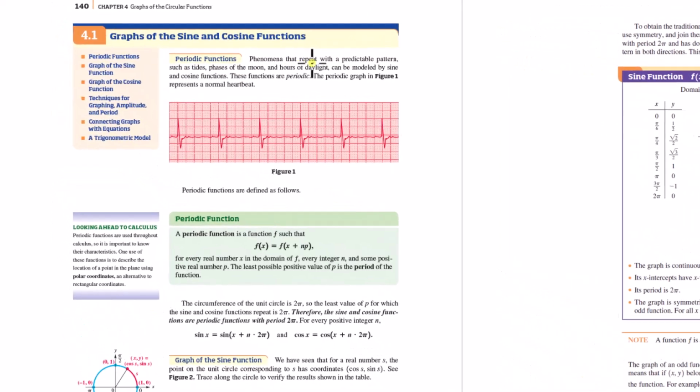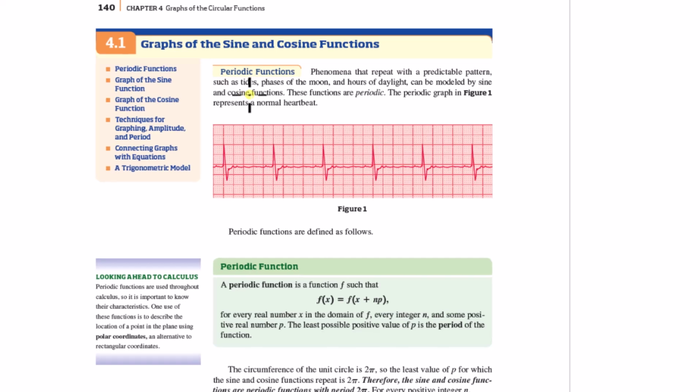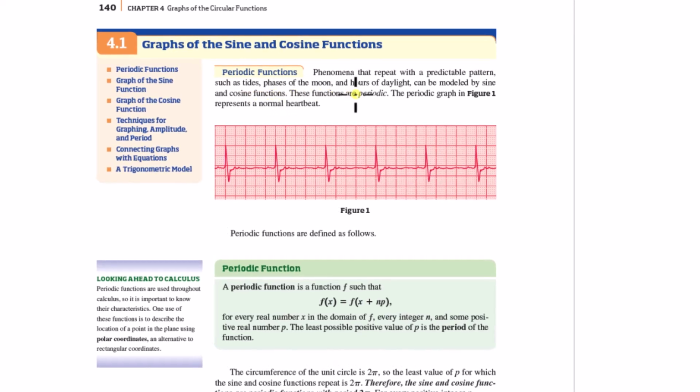It says phenomena that repeat with a predictable pattern, such as tides, phases of the moon, and hours of daylight, can be modeled by sine and cosine functions. These functions are periodic. The periodic graph in figure 1 represents a normal heartbeat. Okay, so yeah, I think we all intuitively understand what a periodic function is. It's just a pattern that repeats indefinitely.